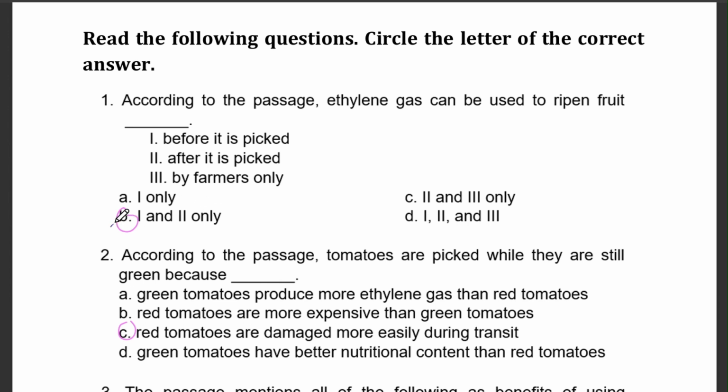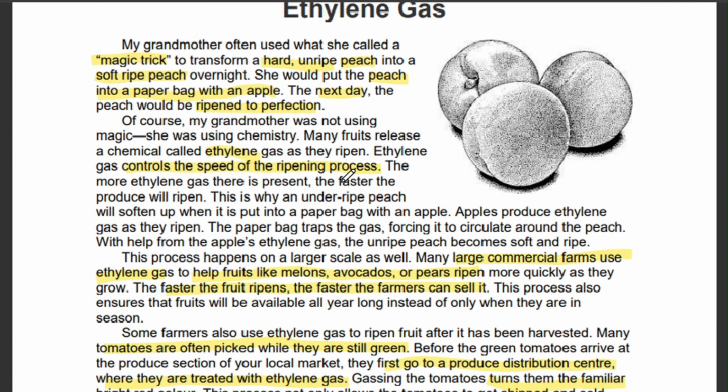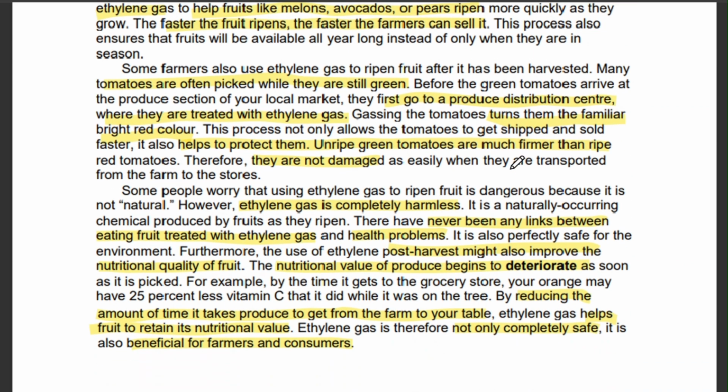1 and 2 only. Here's why. The passage tells us that fruits naturally release ethylene gas as they ripen, which means it happens before they're picked. And farmers use ethylene gas after harvesting to help the produce ripen. However, the passage doesn't say that only farmers can use it.